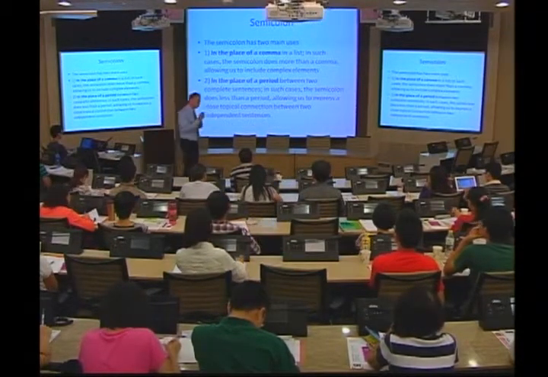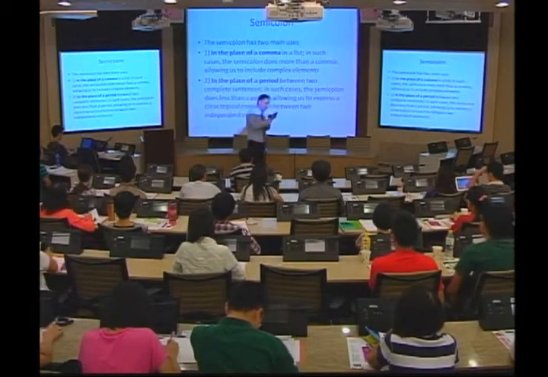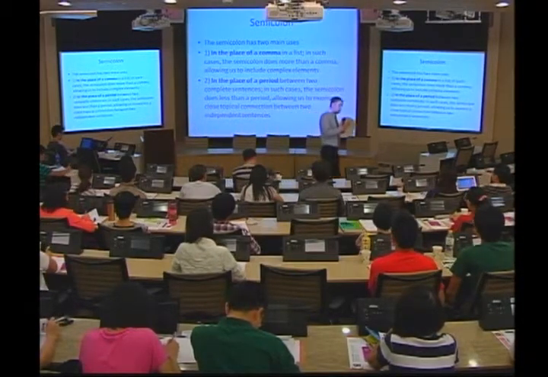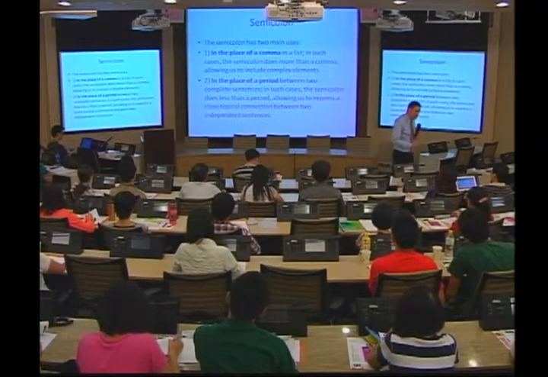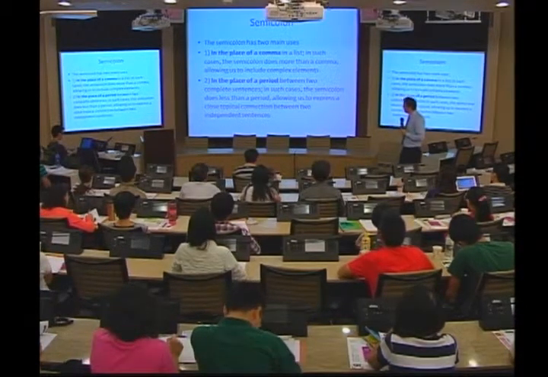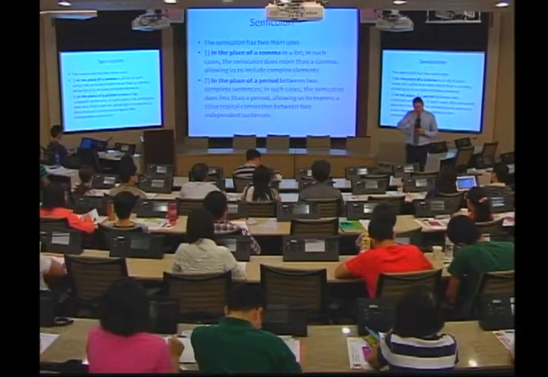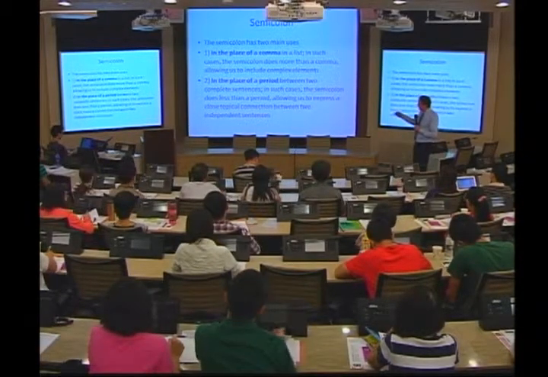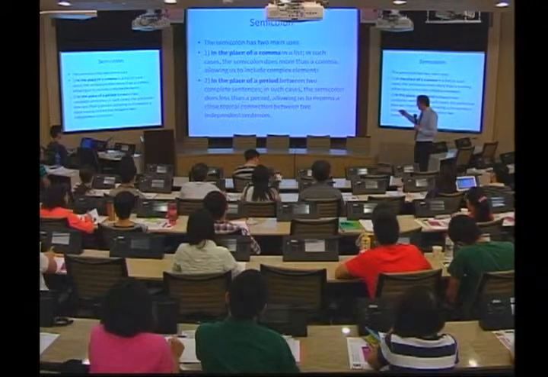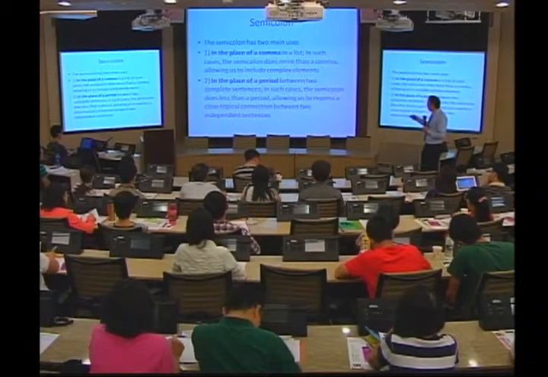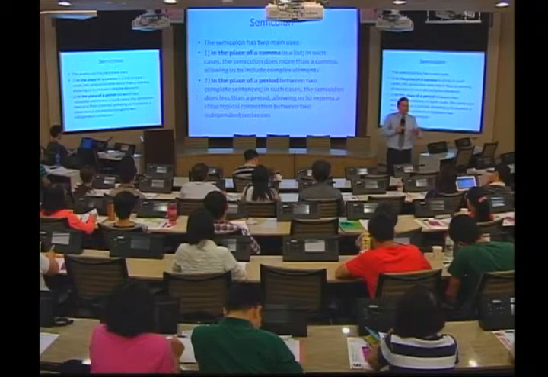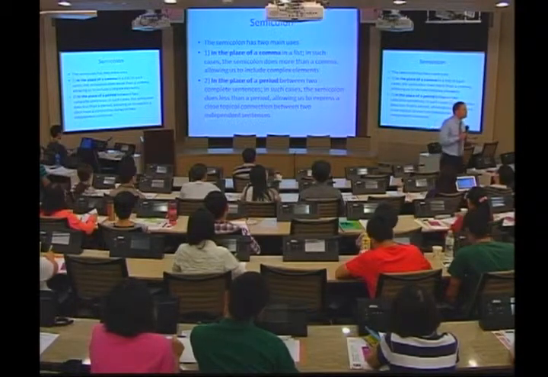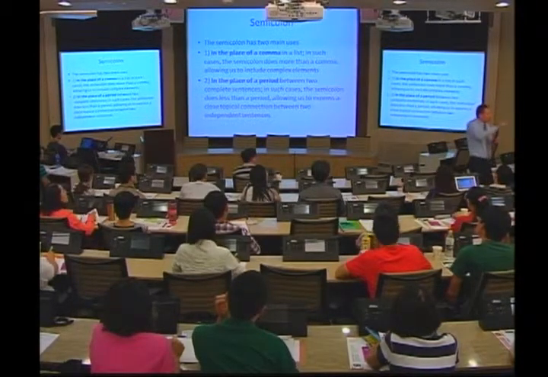Let me move on to the semicolon, which is a little bit more complicated than the colon. The colon we frequently use before a list, but we're sure it's always a complete sentence. That's our rule. Semicolon functions differently. Two main uses. Number 1, it can be in the place of a comma in a list. In such cases, the semicolon is more like a comma, except it allows us to include complex elements. Sometimes we have a long list, but there are commas inside of our list.